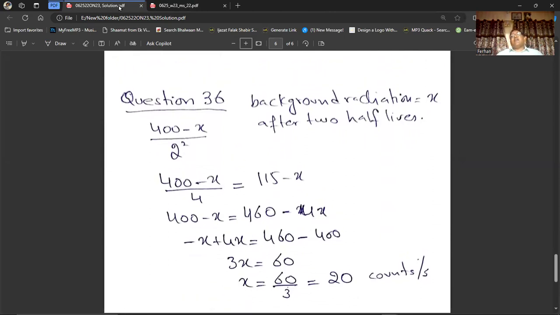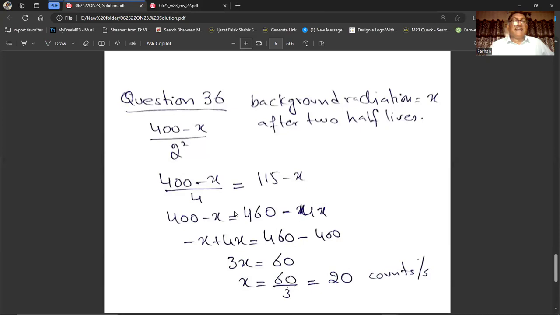Now let the background radiation be X. So after 2 half-lives, the original radiation will have decayed. First of all, at 0 time, the radiation was 400. So from there, subtract the background, which is X. So 400 minus X. After 2 half-lives, it will become a quarter. So 400 minus X, the whole thing divided by 4, will be equal to the count rate after 30 hours, which they say is 115, minus the background. So this 4 will go on the other side and multiply there.